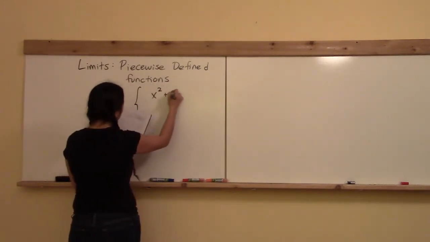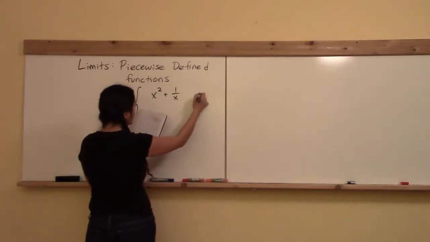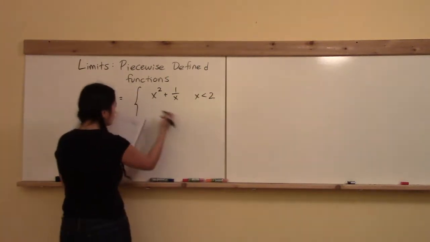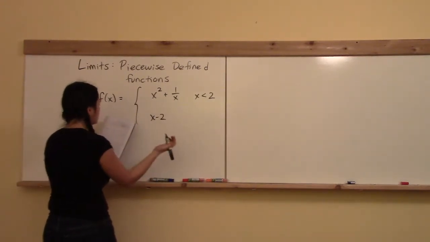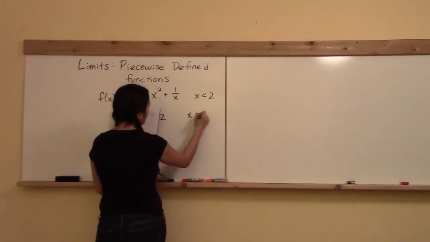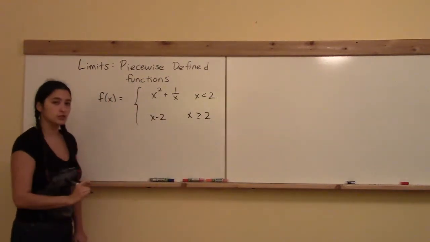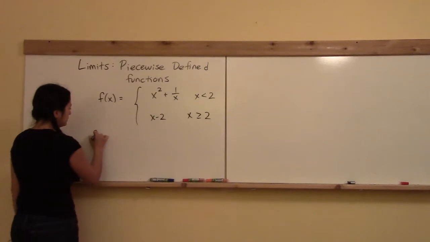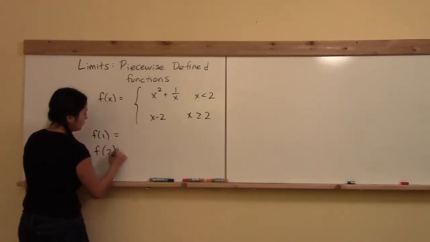So for example, maybe I want my function to be x squared plus 1 over x when x is less than 2. And then I change my mind. Maybe I want f of x to equal x minus 2 when x is greater or equal to 2. Okay? Let's just do a little bit of quick review first. See if you can give me the values for what's f of 1 and what's f of 2.